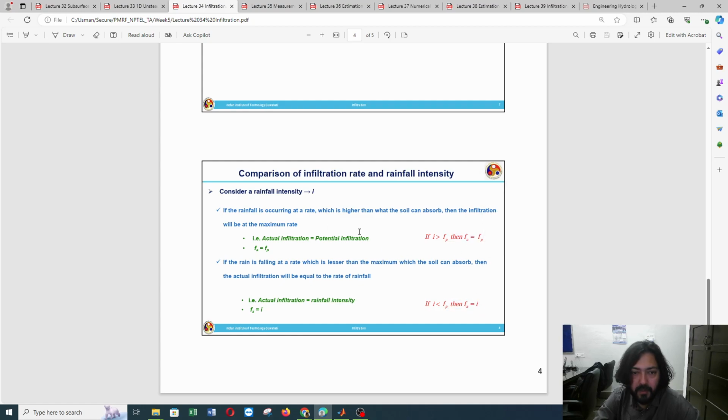So just remember, to summarize this, if we want to calculate actual infiltration rate, we just need to compare infiltration rate with the rainfall intensity. If rainfall intensity is less, we can say that actual infiltration will become equal to intensity. If potential infiltration is less, we can say that actual infiltration will become equal to potential infiltration. So this is just to calculate actual infiltration rate.